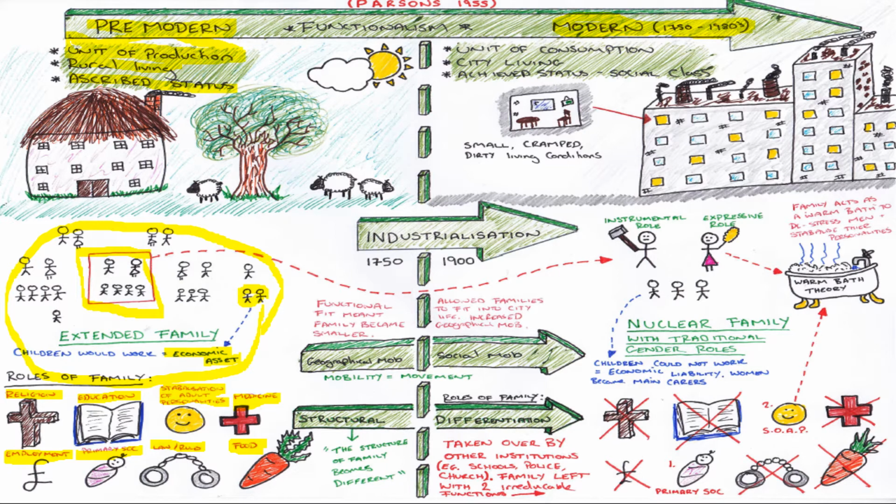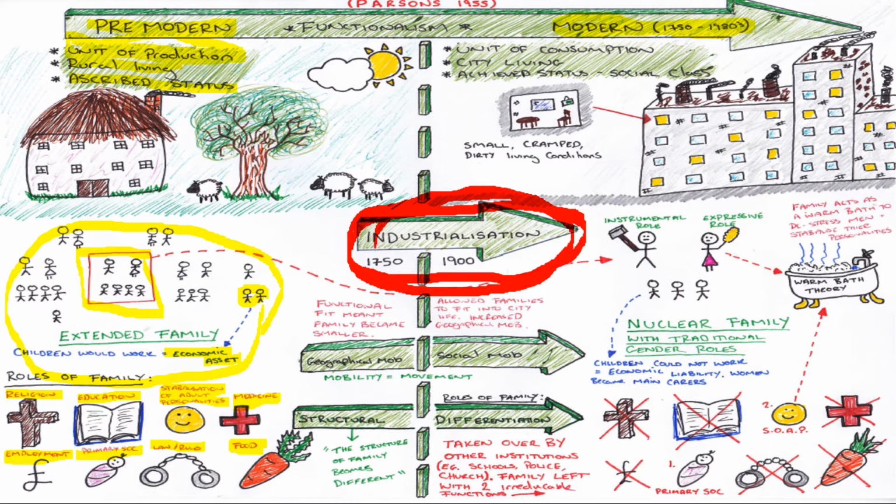Now, the key change that Parsons brought in was industrialization. Between 1750 and 1900, industrialization began to take place, and this is where the shift and change in the family began to emerge. So the first change was the family obviously went from being a large extended family to a small nuclear core. And part of the reason for this was to allow them to transition into the industrialized era.